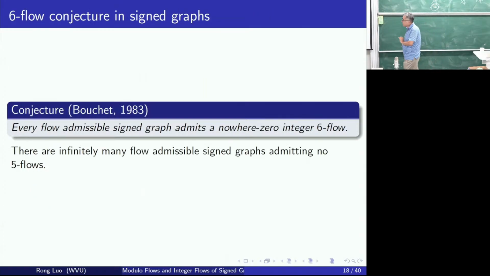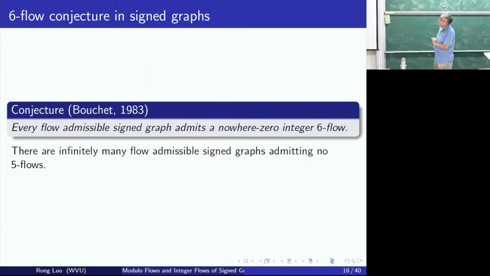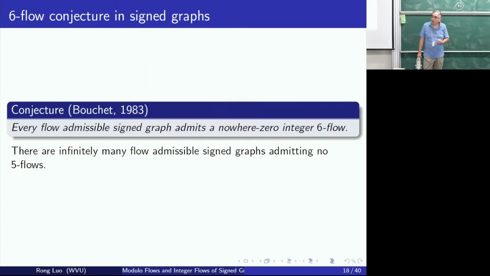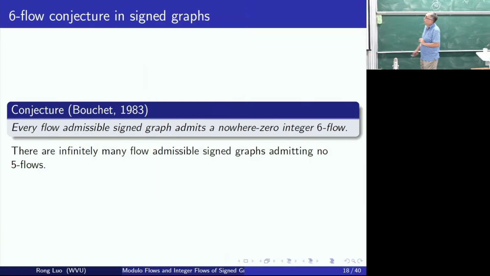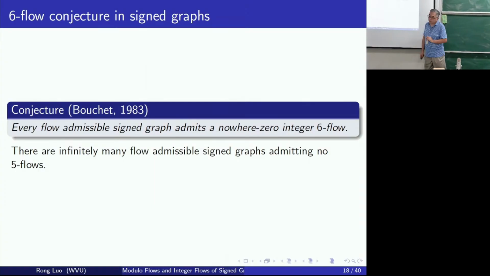In the area of signed graphs, the most important conjecture is due to Bouchet. Just as Shane told me, he just passed away, I think in the spring, March. He conjectured that every flow-admissible signed graph admits a nowhere-zero 6-flow.